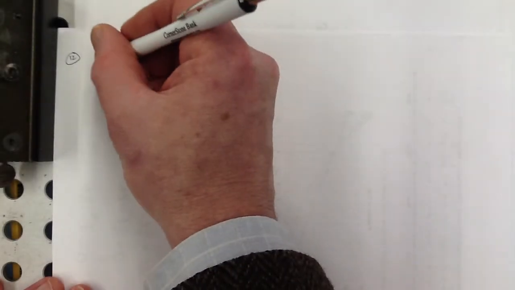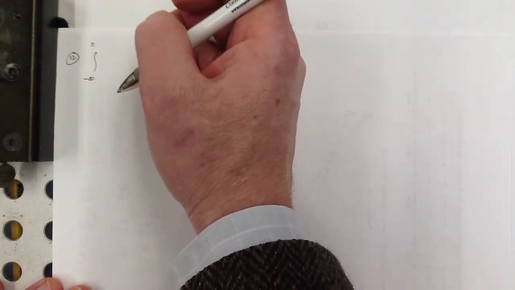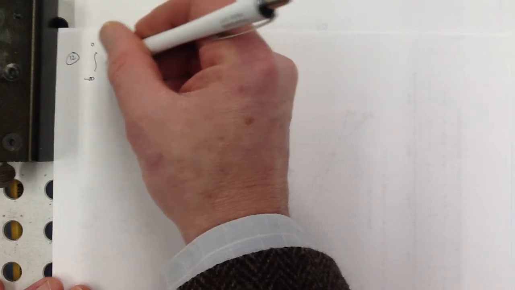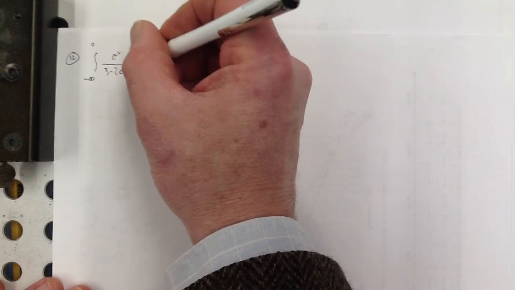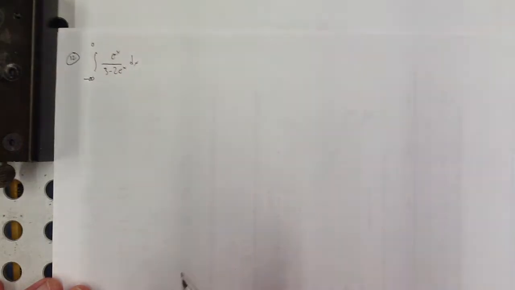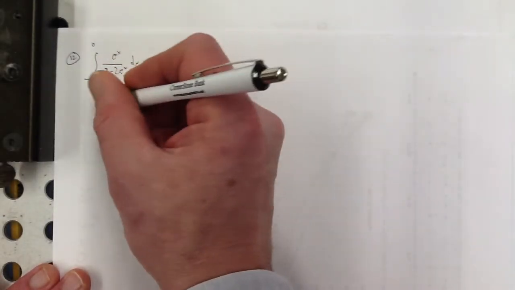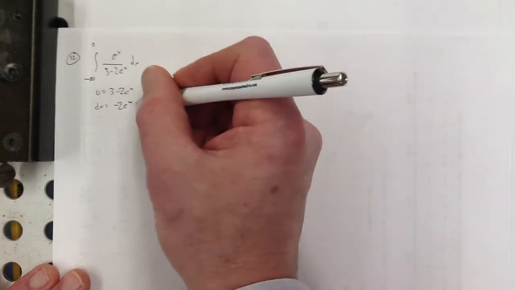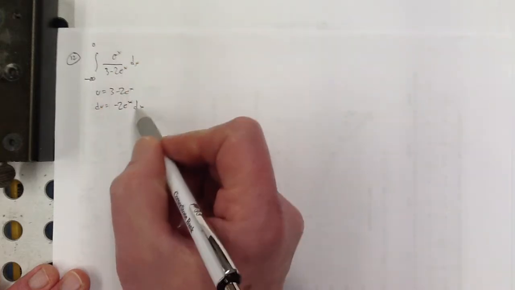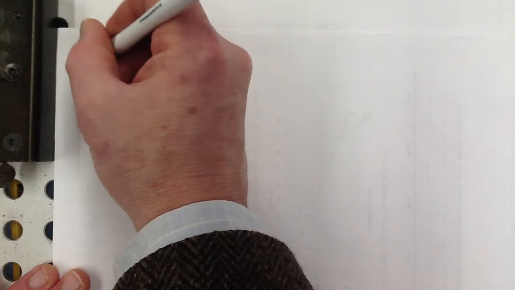Okay, so that one was a little tricky, I think. Negative infinity to 0, e to the x over 3 minus 2 e to the x. Now this should work with just a regular old u substitution here, because if I make u equal to 3 minus 2 e to the x, then du is equal to negative 2 e to the x dx, and I've got the e to the x that I need here. I just need a negative 2 now, and negative 1/2 there.